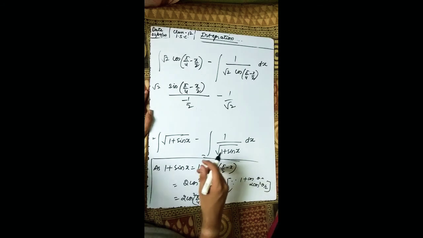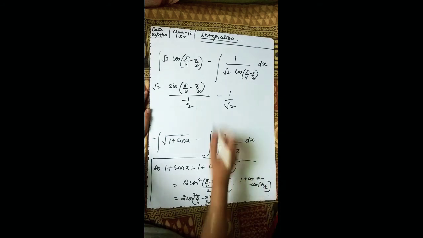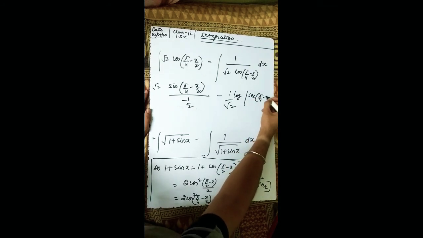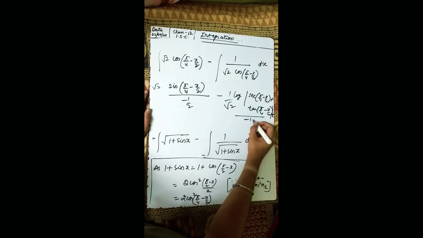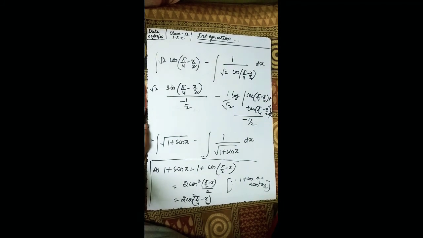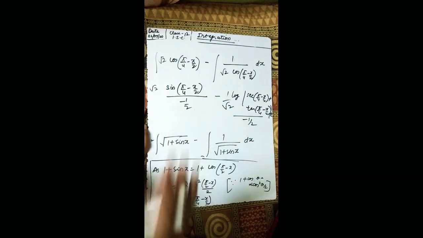What will be the integration of sec x? Integration of sec x dx is log of sec x plus tan x. So log of sec of pi by 4 minus x by 2 plus tan of pi by 4 minus x by 2 plus c, and whole divided by minus half. Again minus half because of the differentiation in the denominator. Now when you solve this equation, you will get the final answer.